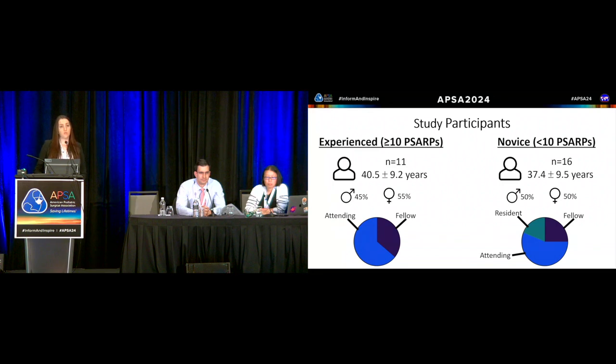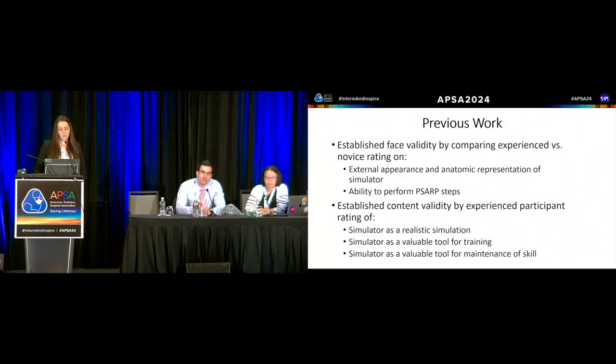Here's a breakdown of our study participants. We had 11 experienced participants and 16 novices. These groups had similar ages and gender distribution, and the experienced participants generally had a higher level of training overall. We previously demonstrated that the simulator was rated quite highly in terms of its external appearance and anatomic representation, as well as it being a valuable tool for training and maintenance of skill.